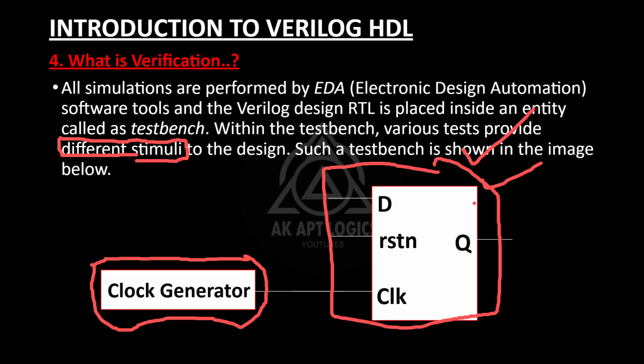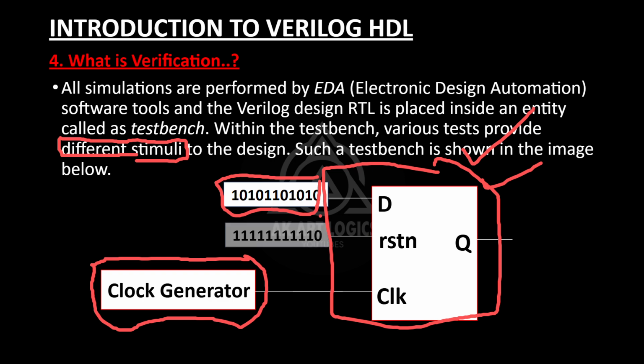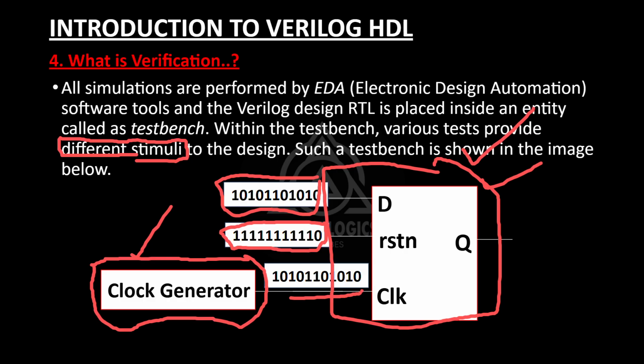This is a circuit. We are going to apply inputs. How are we going to apply this input using the TB? This reset, how are we going to apply it using the TB, the test bench? In the test bench, we give this. This clock also we are going to give using the TB only, like this: 10101110, this stuff.